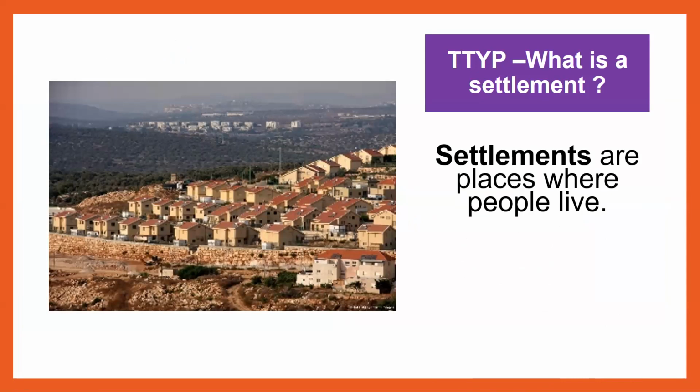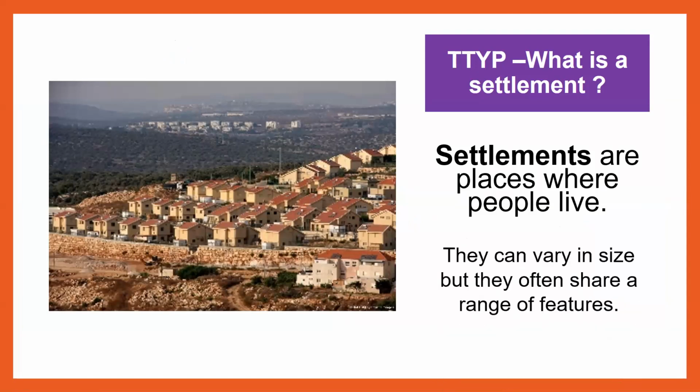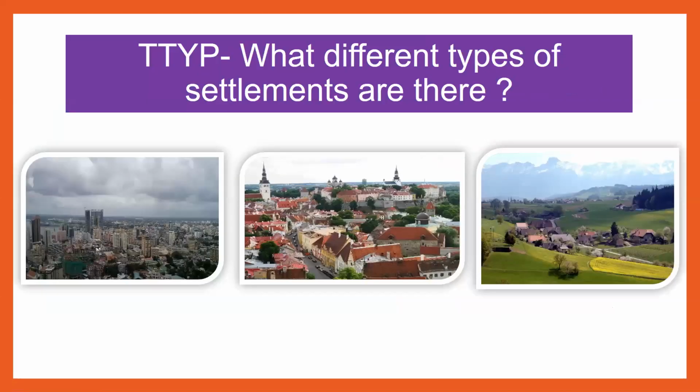So, settlements are places where people live. They can be different sizes, but they often share a range of different features. So in front of you, there are different types of settlements that you can see in the pictures. Have a think, do you recognise or can you name any of those settlements that are shown in those images?